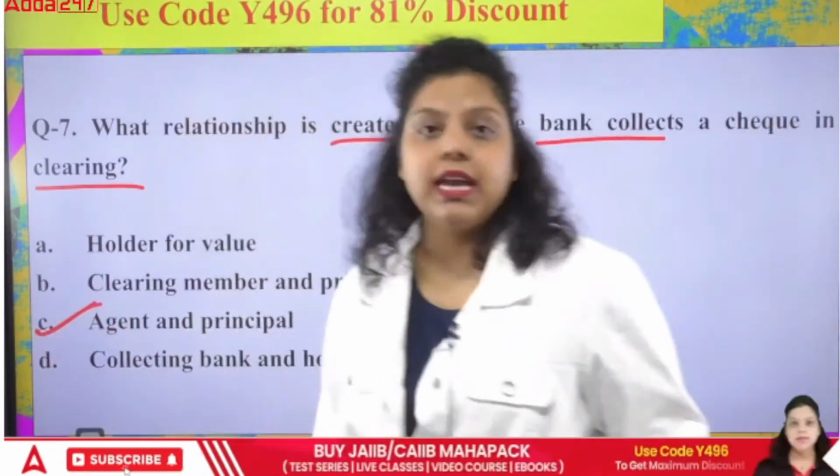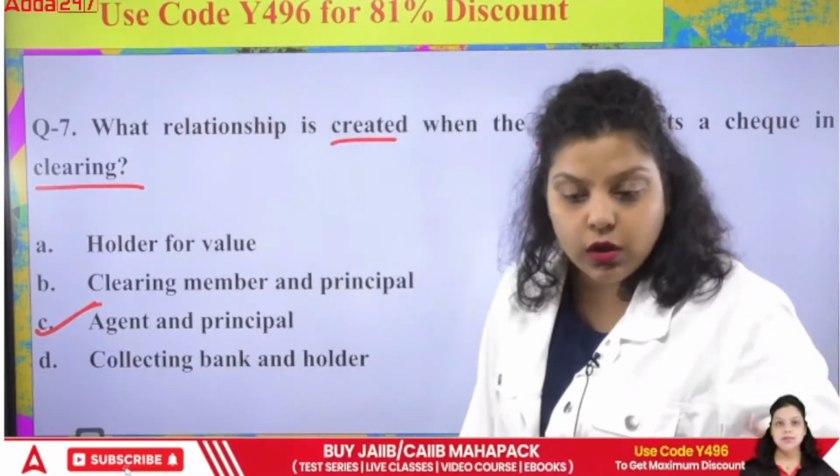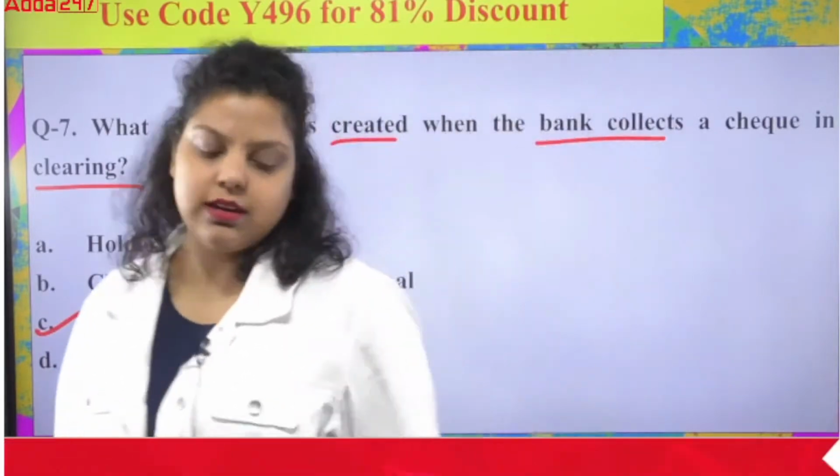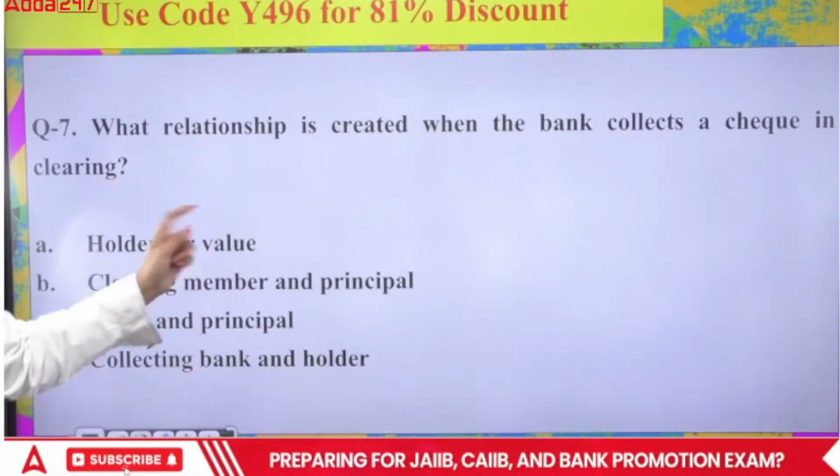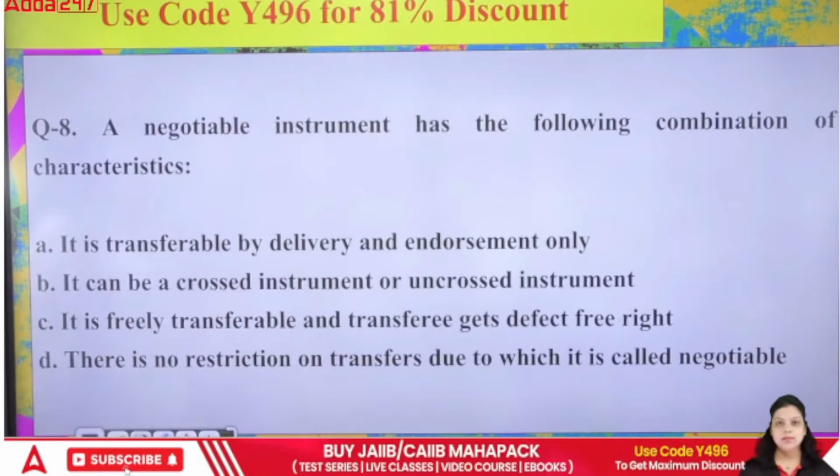The bank will be the agent, but the customer will be the principal, because on behalf of the customer, the bank is performing this activity. So the right answer is that an agent and principal relationship will be there between the bank and the customer. Now, next question.